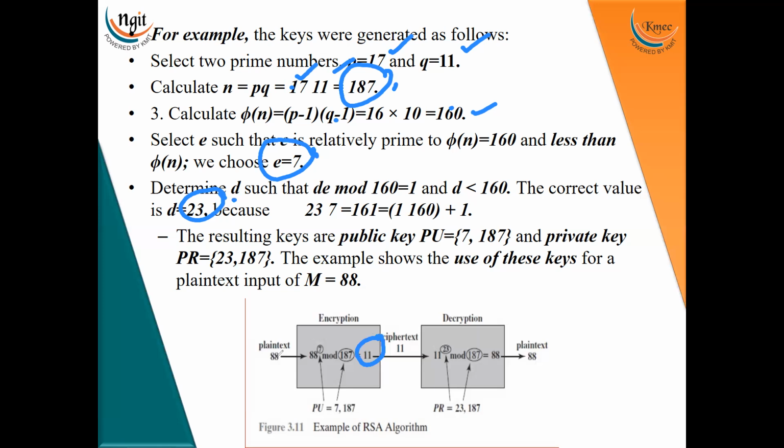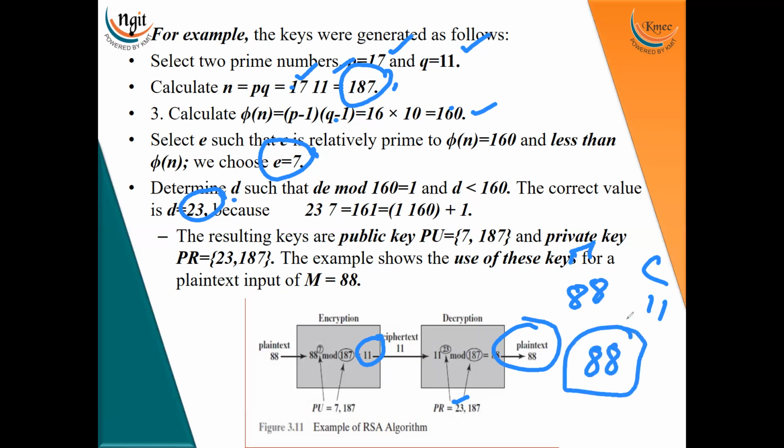Now my plain text is 88. The plain text was converted into ciphertext, that is 11. Then this is converted back using the decryption algorithm. What is the private key? Our private key is 23. With this, it is converted once again into plain text. Now our plain text is 88 and the ciphertext is 11. By using the RSA algorithm, we have done the encryption and decryption. This is the scheme of the RSA algorithm.